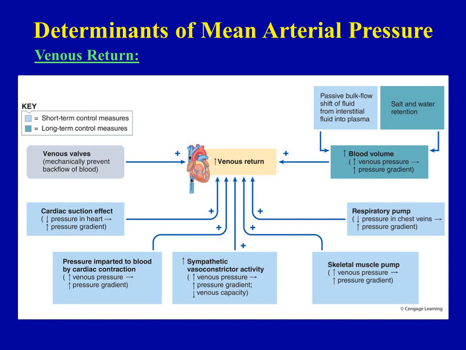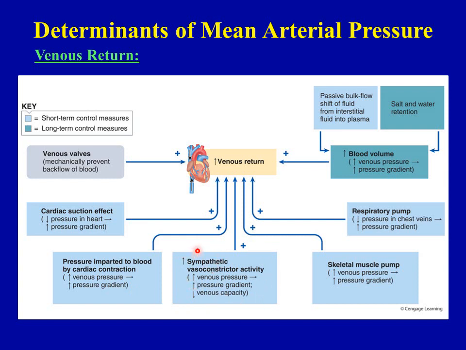As you can see here in this figure, we have the pressure gradient. So if we have a greater cardiac output, this will make a higher pressure imparted to the blood by the cardiac contraction during ventricular contraction or ventricular systole, and this will increase the pressure in the arteries, capillaries, and also in the veins. So there is a higher pressure gradient that ensures more blood returns to the right atrium during the venous return. Another important factor is the sympathetic activity.